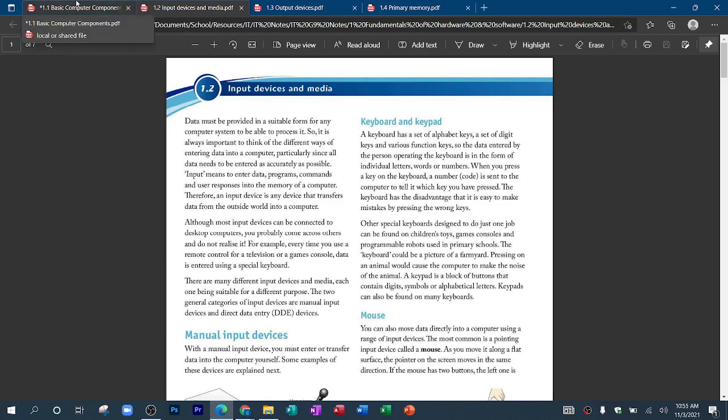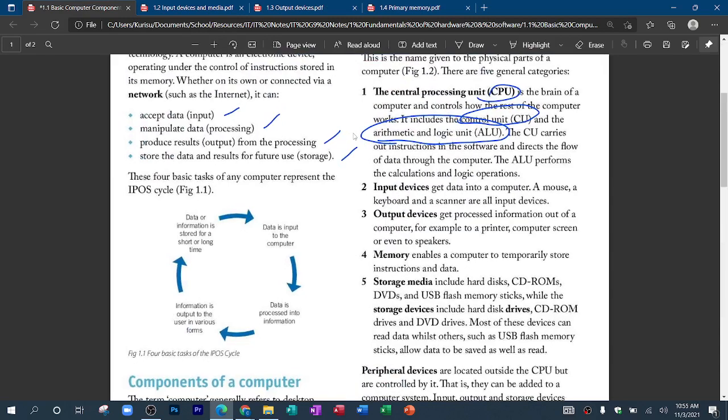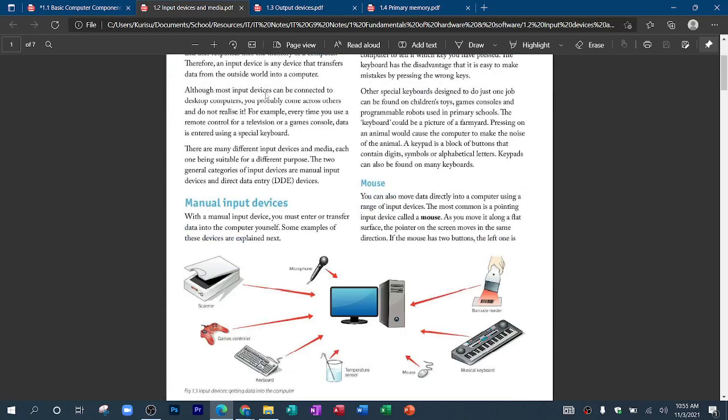So the next chapter that we looked at is the second category of hardware, which is the input devices. Now, when it comes to input devices, it's important for you to remember what an input device is. It is basically a device that gets data into the computer.